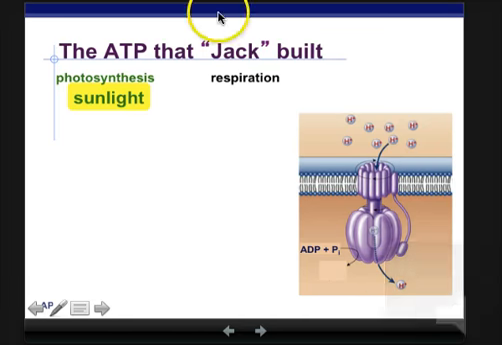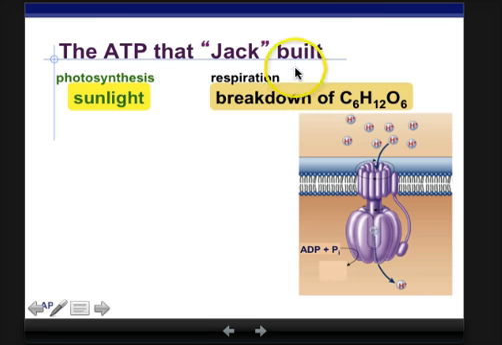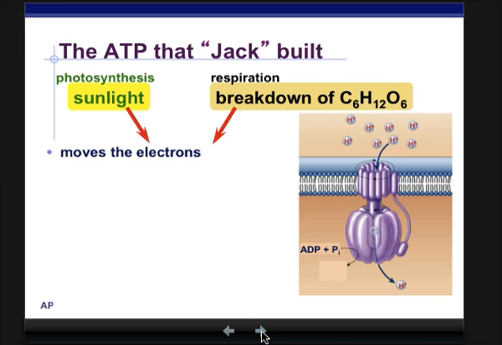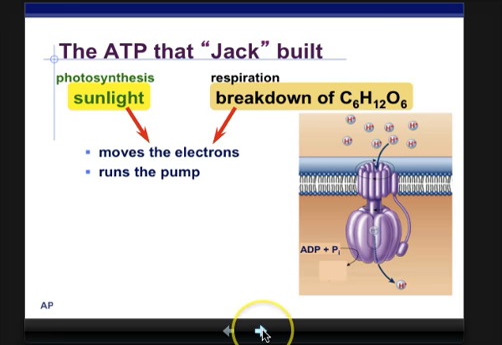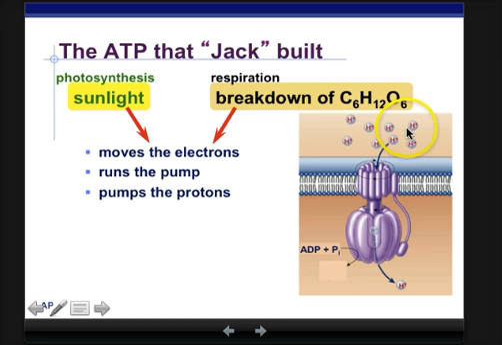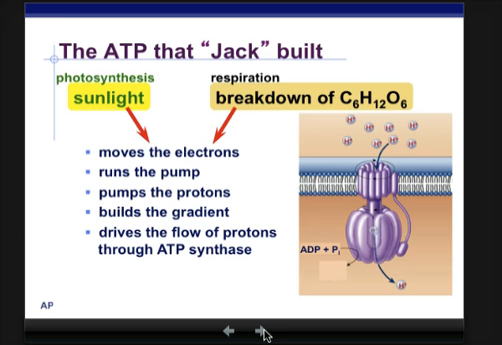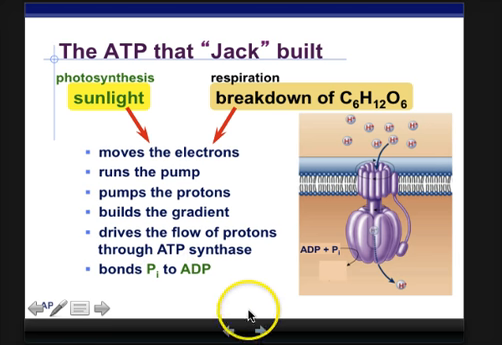There we go. All right, so photosynthesis, of course, we're using sunlight. Okay, respiration, we're using sugar to drive that process, but we're still moving electrons around to run the ATP synthase pump, so that the pump is going to pump protons from one side to the other of the membrane, building up a proton gradient, drives the flow of protons through the ATP synthase and bonds that phosphate group hanging out there to the ADP, so that we get ATP.